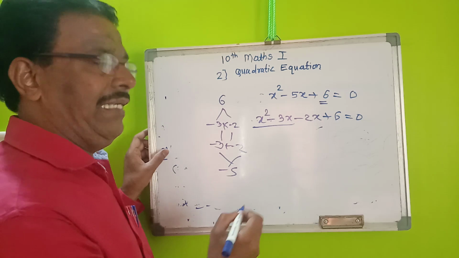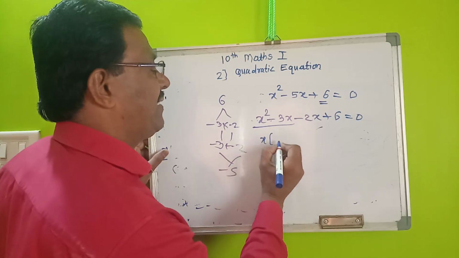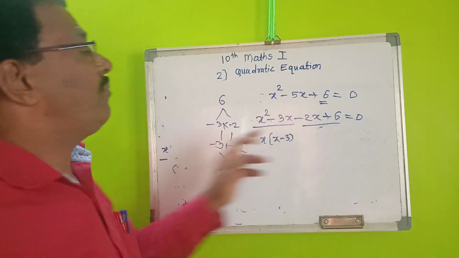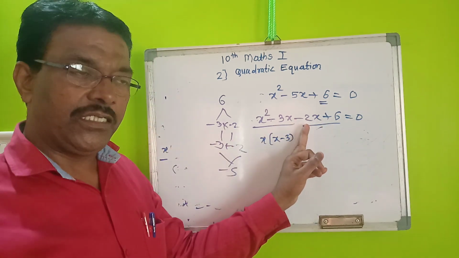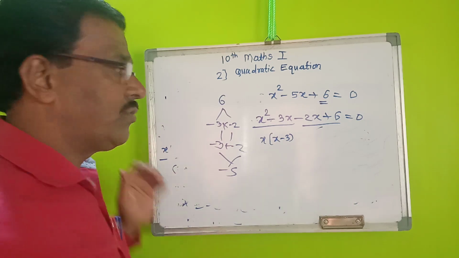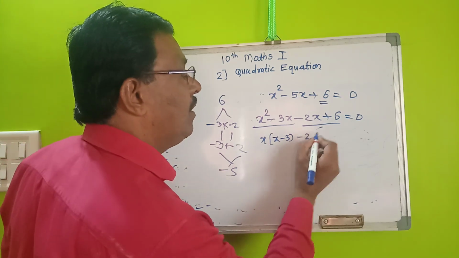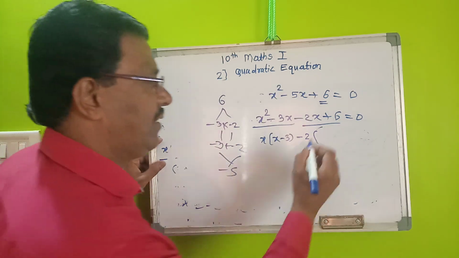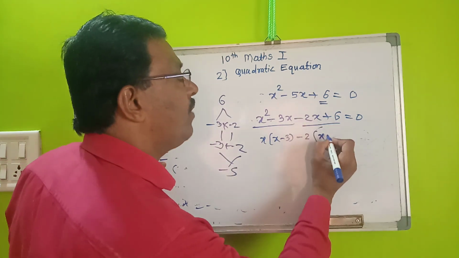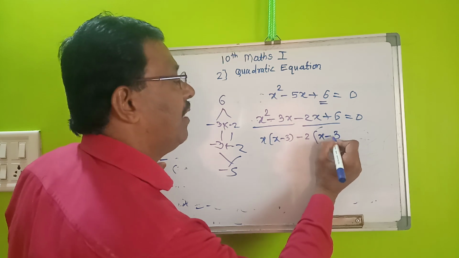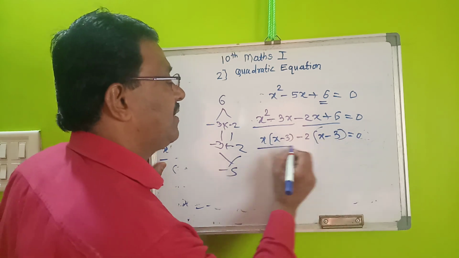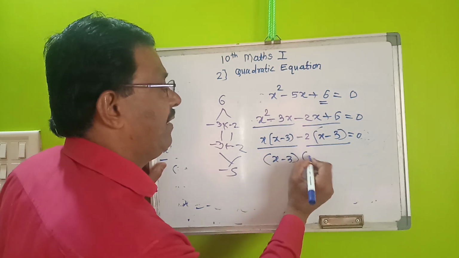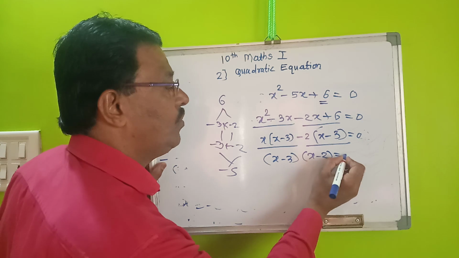What is common? x is common. So take x minus 3 common. If the third term is positive but the terms are negative, we must take the negative sign common: minus 2. If we take the negative sign common, the internal signs change. So minus 2 common, x plus 3 becomes x minus 3, is equal to 0. We see x minus 3 is common, and what remains is x minus 2 is equal to 0.